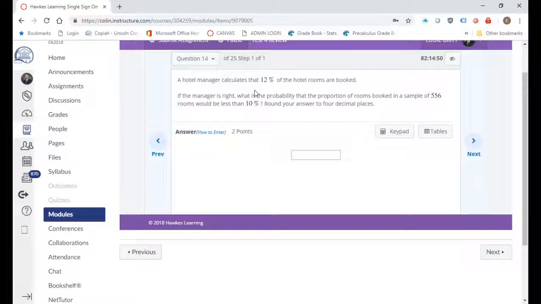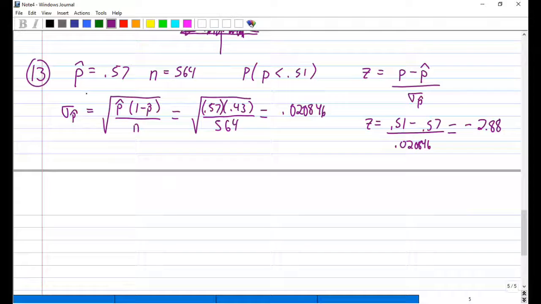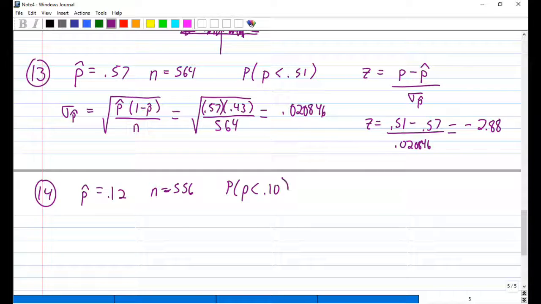Okay, this is another problem. It's exactly the same as far as the way you work it out. You have a percentage, you have a sample size, and then you want to know the probability that it will be less than 10%. So that means it's another less than problem. I'm going to speed through this one. We were given our point estimate, or what they think, is 12%. Sample size is 55.6. We're looking for the probability that the proportion is less than 10%, so that's 0.10.